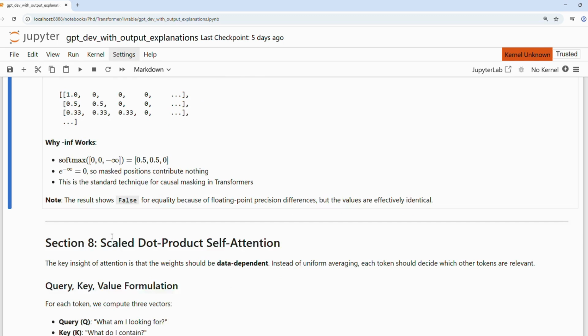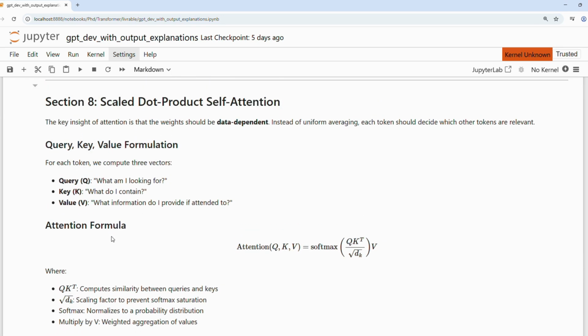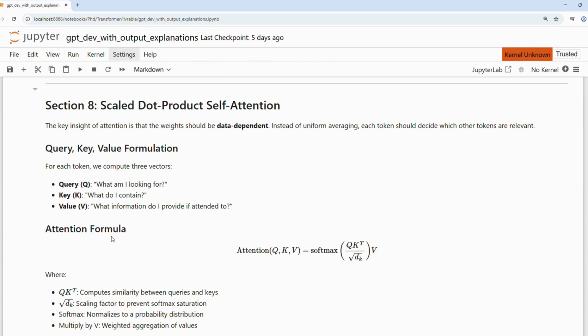Section 8. Scaled dot product self-attention. Now we arrive at the full attention mechanism as described in the original paper. For each token, we compute 3 vectors through learned linear projections. The query vector represents, what am I looking for? The key vector represents, what do I contain? And the value vector represents, what information do I provide if someone attends to me?